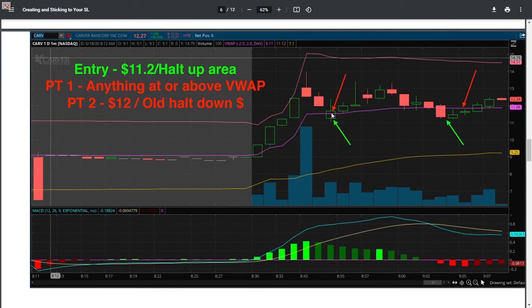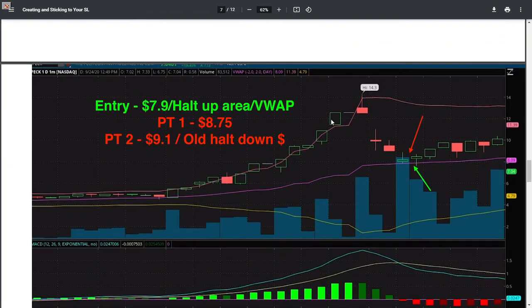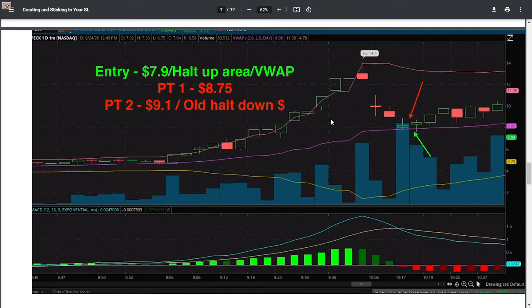VWAP is the first area you're going to run into a little bit of resistance. As you can see, we held once we went above it. Halt down, that's your second price target. So those right there, boom, VWAP, boom. That's where you're reading the old chart history. You're figuring out where the stock can move up to once it collapses, when it cracks below.